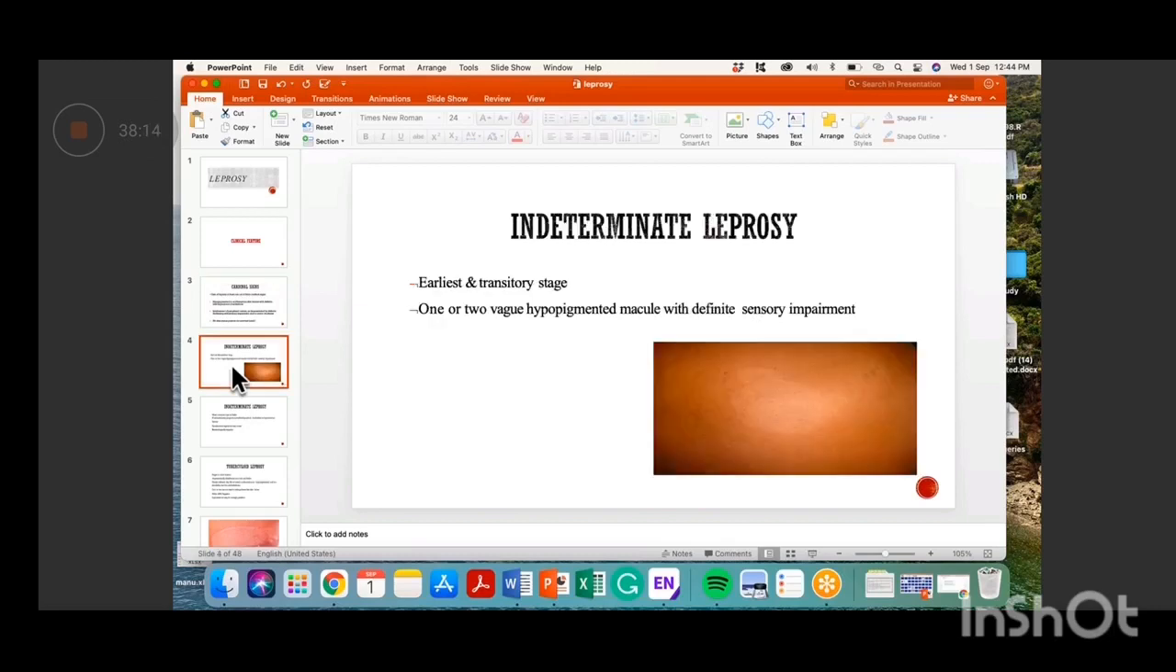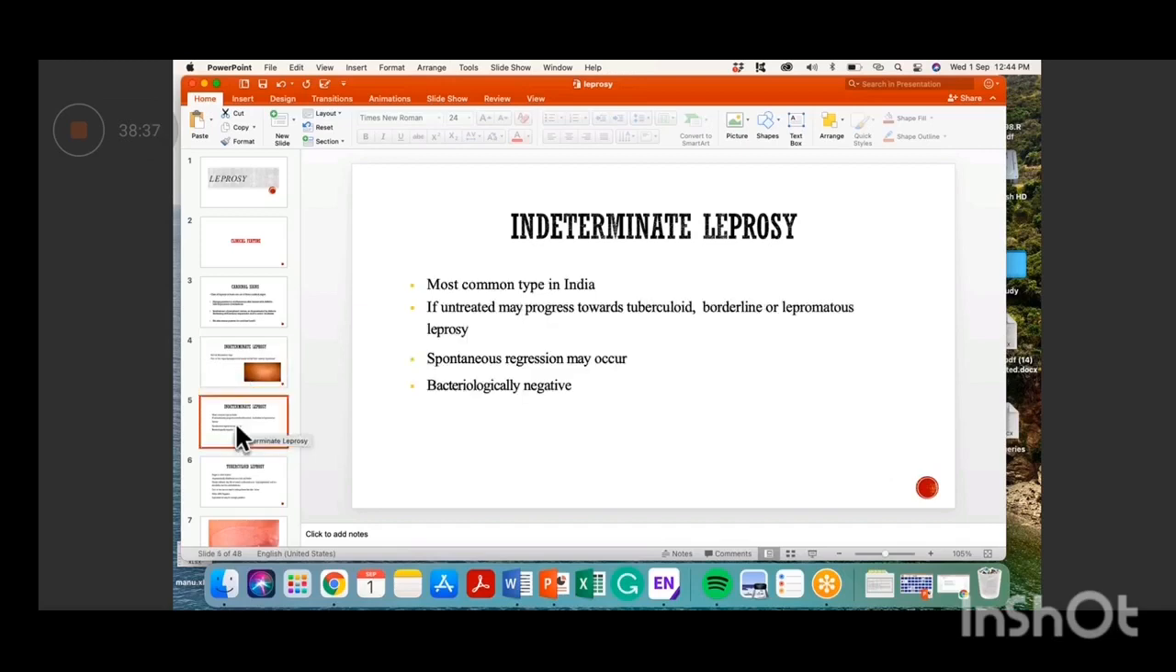Now, coming on to brief clinical features. First is indeterminate leprosy. This is the earliest and transitory phase where you do not see a very clearly well defined patch. There may be one or two vague hypopigmented macules, but the sensory impairment is definite. This is the most common type of leprosy seen in children. It can progress to other forms of leprosy if it remains untreated, and sometimes it can spontaneously regress also. It is bacteriologically negative.